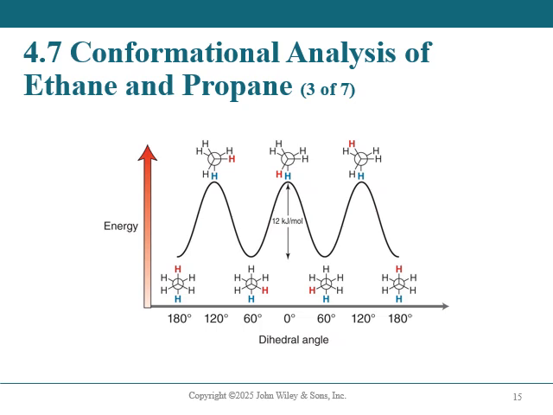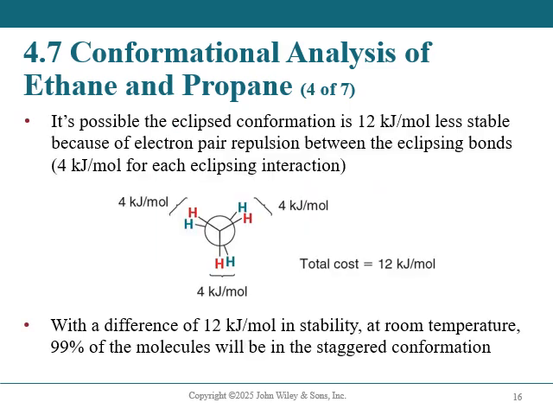As you can see, when your molecule is rotating, you go between your staggered or your alternated to your eclipse, and so on and so forth. The energy goes up and down. Right, so this is the energy profile of your ethane molecule whenever it's rotating. The eclipse conformation is 12 kilojoules per mole less stable because of electron pair repulsion between the eclipsing bonds. So 3 bonds, about 4 kilojoules apiece, so that will be 12 kilojoules per mole. With a difference of 12 kilojoules per mole in stability, at room temperature, 99% of the molecules will be in staggered conformation. So I expect very few, if any, to be in eclipse conformation.